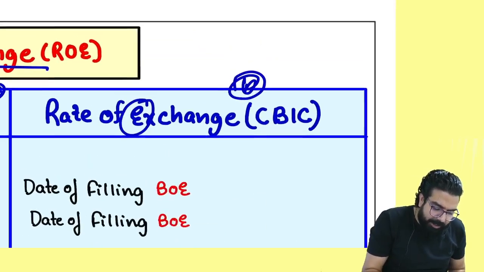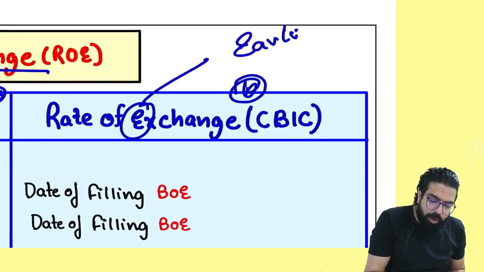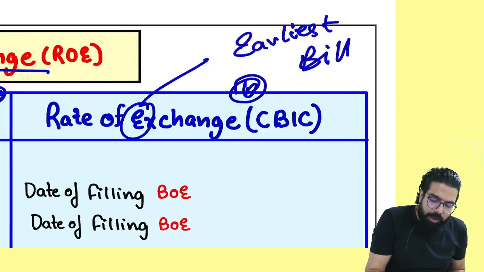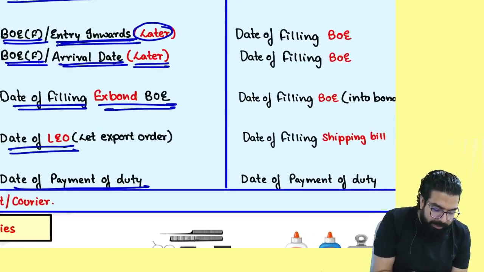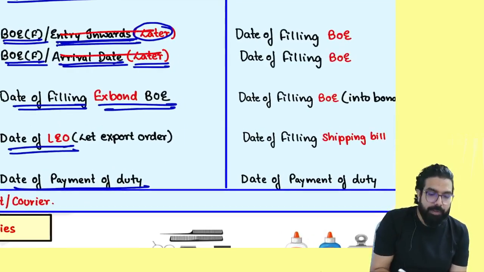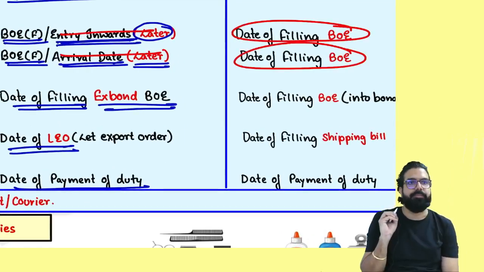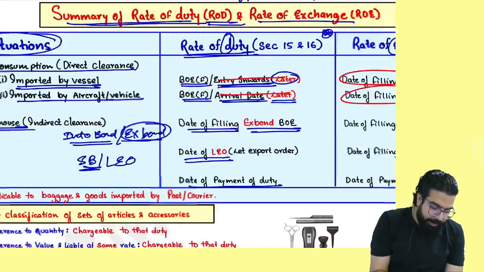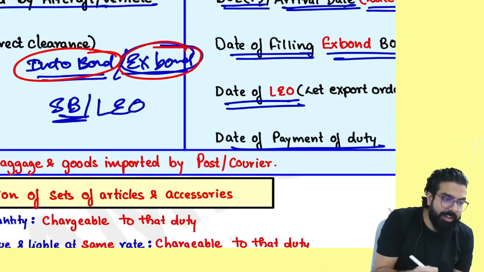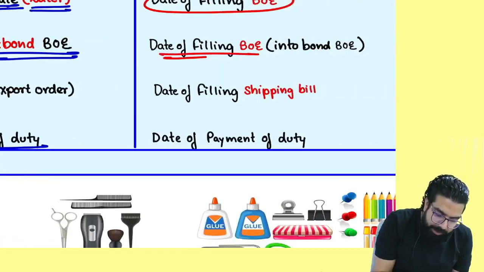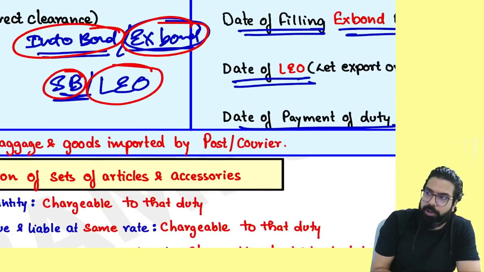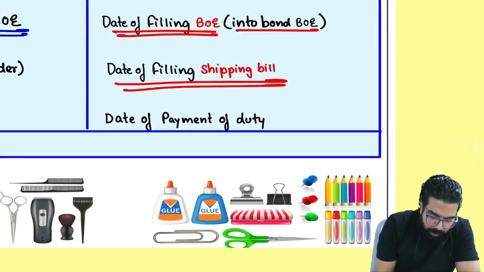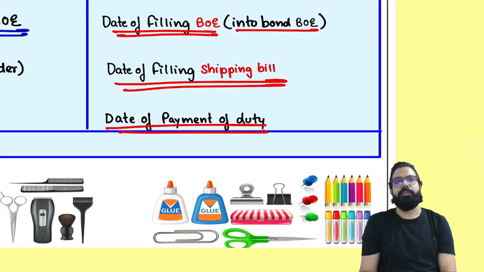People, rate of exchange, E means what? Earlier. You have to always take the earliest bill. Can you tell me everyone? In this first case, this is not a bill, right? So always take date of filing, bill of entry. Here, into or ex-bond, which is earlier? Take the into bond bill of entry. Here, which is earlier? Shipping bill or let export order? Let export order is never a bill, only shipping bill. All other cases, date of payment of duty.